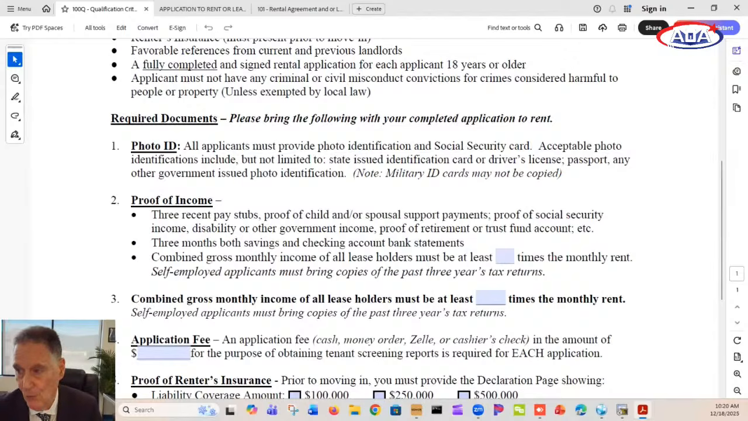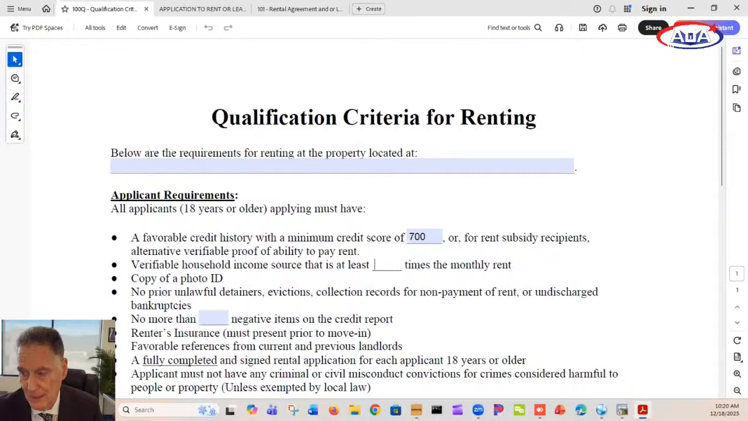Okay, so again, this form, which is on the AOA website, and again, one of the wonderful reasons for joining the association, is called Qualification Criteria for Renting. This protects you. It also allows you to take a credit check fee, but this protects you from these cases of discrimination. And technically, under the law now, it's the first applicant that meets these criteria you do have to rent to. And technically you can only run one application credit check at a time.